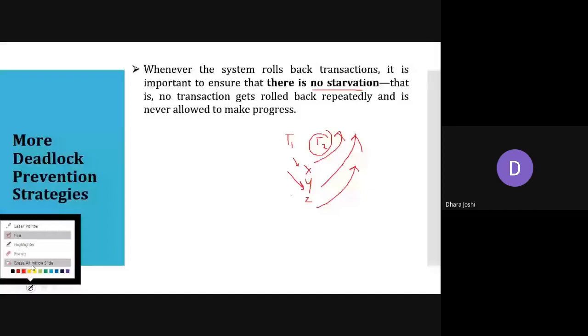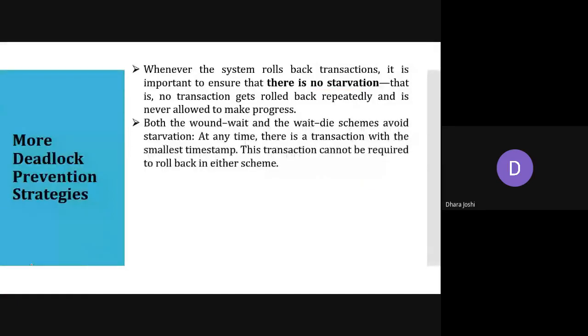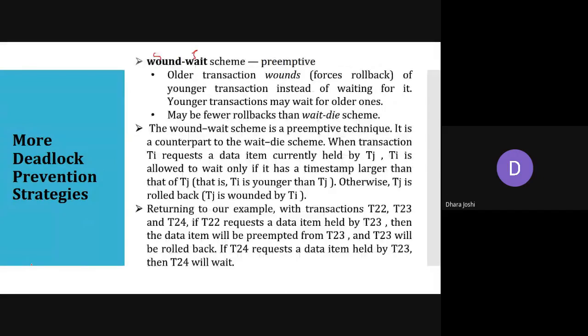Both these schemes, wound-wait and wait-die, avoid starvation, because at any time there is a transaction with the smallest timestamp, and this transaction cannot be required to roll back in either scheme. One more thing we need to take care of: when we think about rollback, it is not that the transaction is rolled back and then comes again with a new timestamp. No, the timestamp will be the same. They just do not get the grant for acquiring the lock. The timestamp will not change.